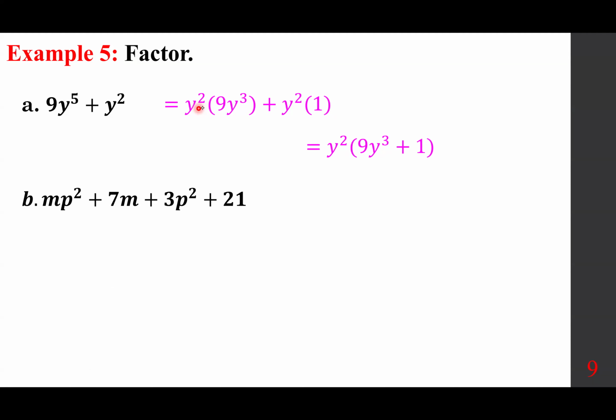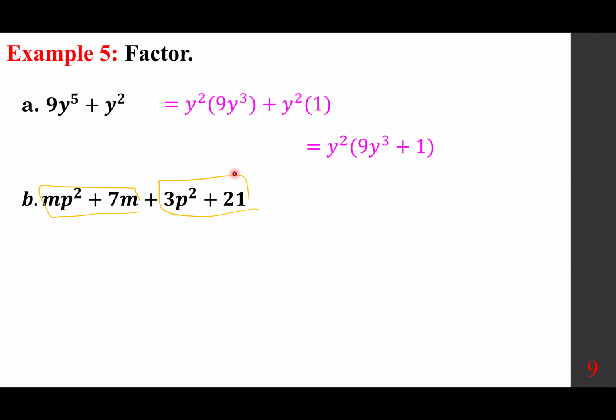mp squared plus 7m plus 3p squared plus 21. We have 4 terms, which means we have to do some sort of grouping. So you start with the first two and the last two. If it works, fine. So we're going to put these two together and these two together. It may or may not work. If it doesn't work, you can put this one and this one together. If it doesn't work, you can put this one and this one together. So it's trial and error.